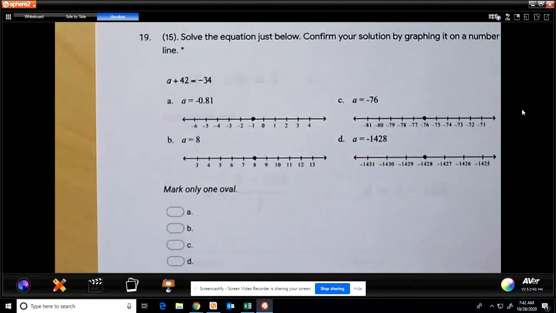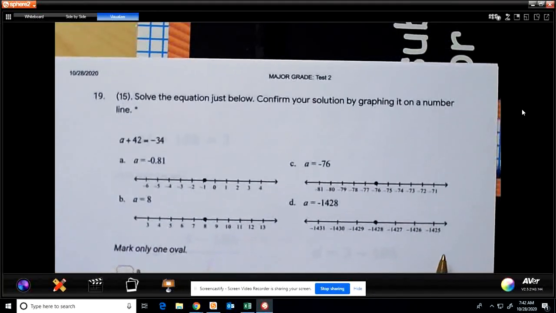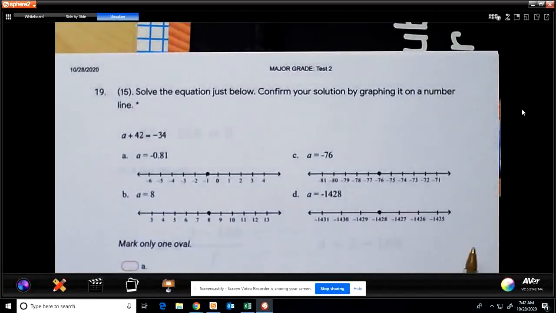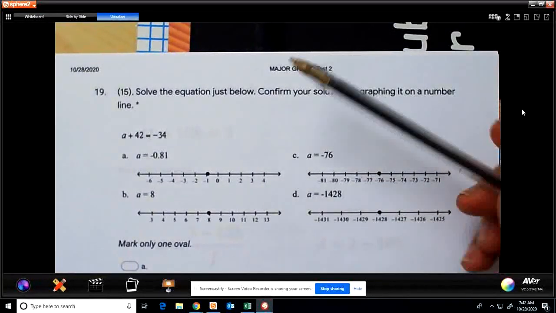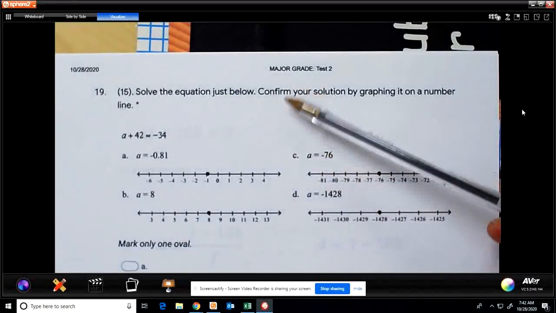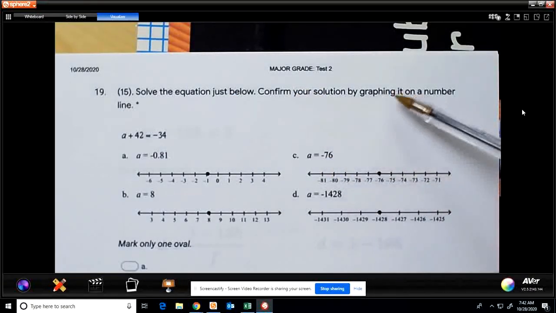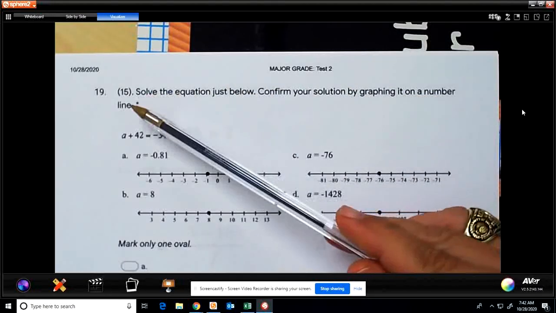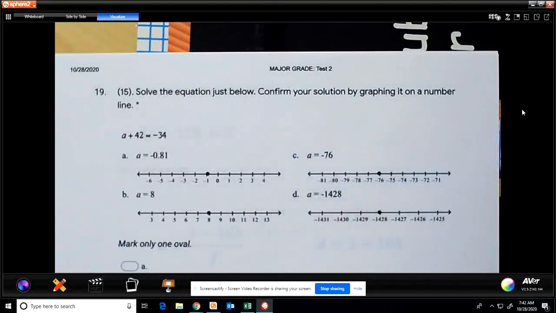Number 19, problem 15. It says, solve the equation just below. Confirm your solution by graphing it on a number line. So a plus 42 equals negative 34.